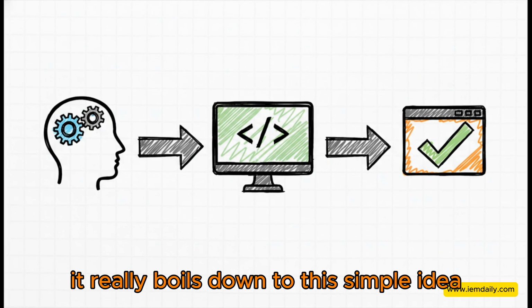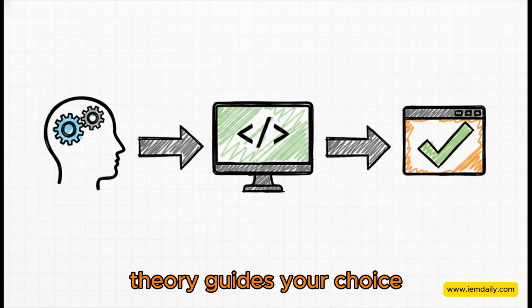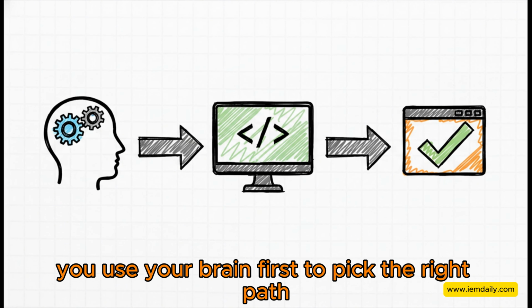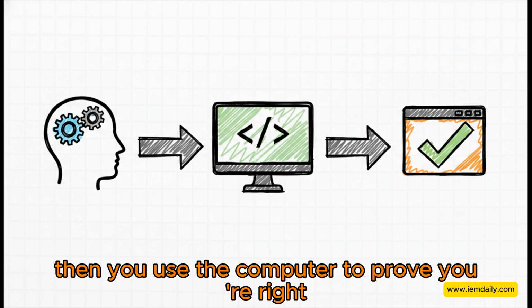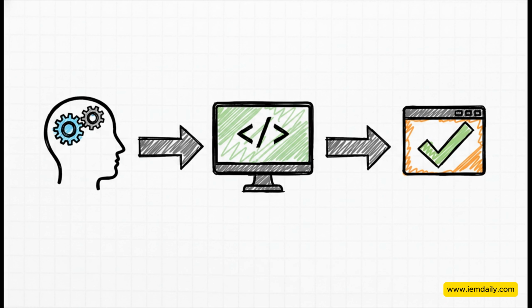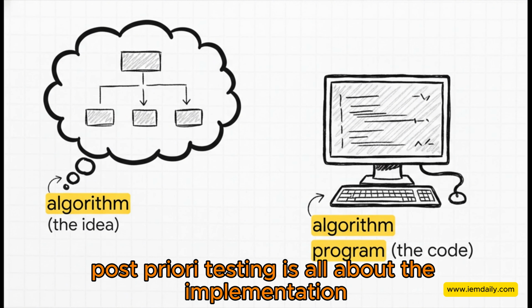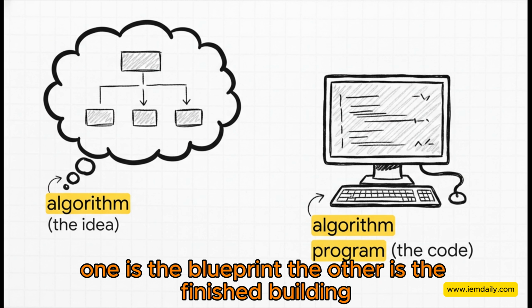It really boils down to this simple idea. Theory guides your choice, and practice validates the result. You use your brain first to pick the right path, then you use the computer to prove you're right. So if you remember just one thing, let it be this. Priori analysis is all about the idea. Posteriori testing is all about the implementation. One is the blueprint, the other is the finished building.